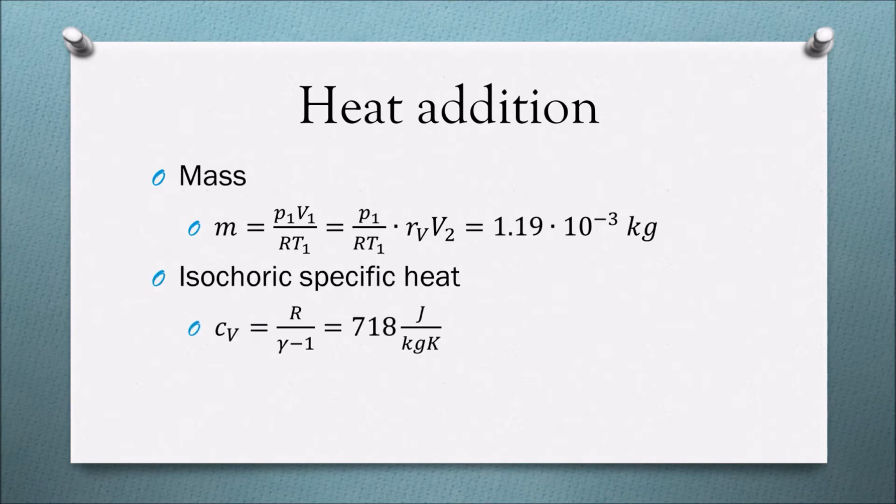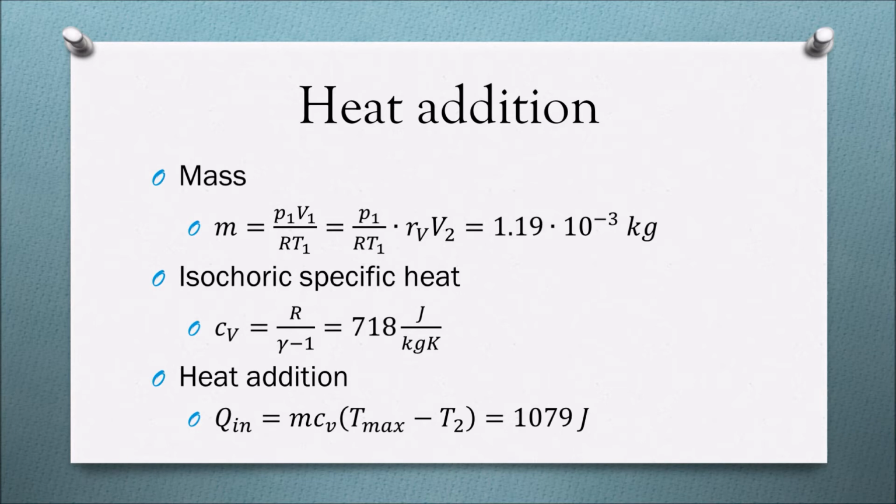The isochoric specific heat can be expressed with the other material properties. It is R over gamma minus 1, so it is 718 joules per kilogram Kelvin. Now the heat addition can be calculated as everything is known in the formula. The result is 1079 joules.